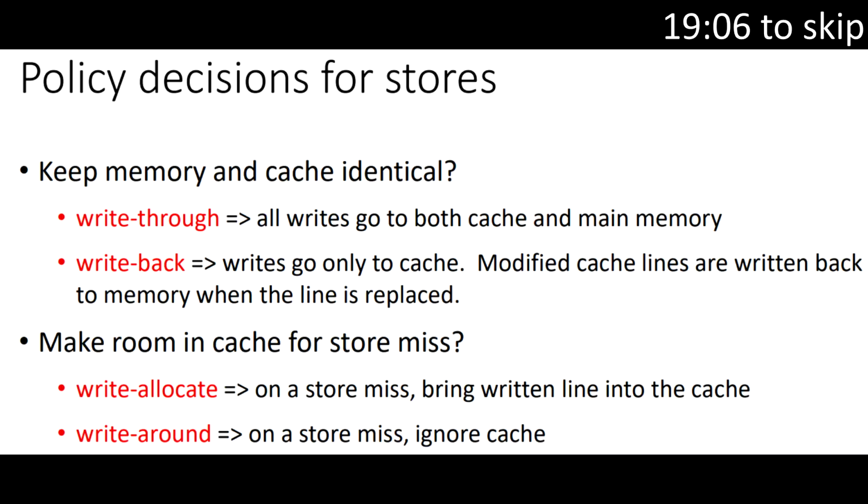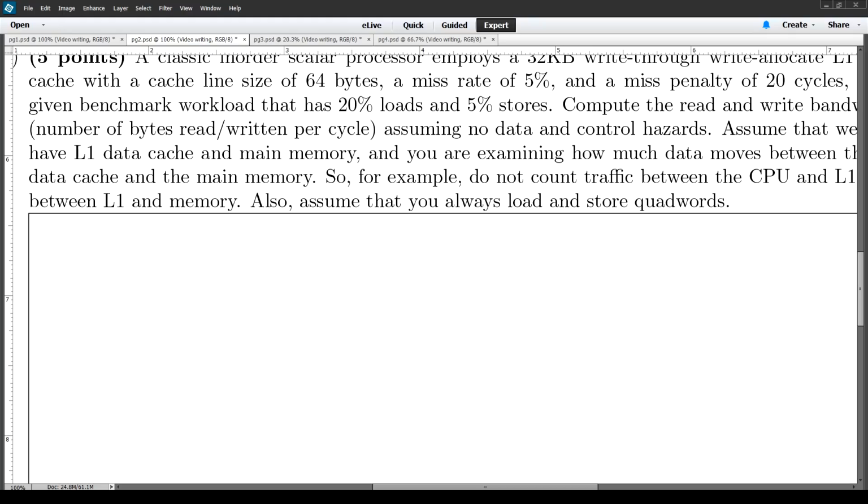And the other method is called write around. In this case, we're basically just going around the cache and ignoring it in favor of just writing to memory. So if we look at this problem, we have a cache. There are 4 different scenarios when we're dealing with memory accesses: a load hit, a load miss, a store hit, and a store miss. To solve this problem, we're going to need to figure out what happens in each of these scenarios.